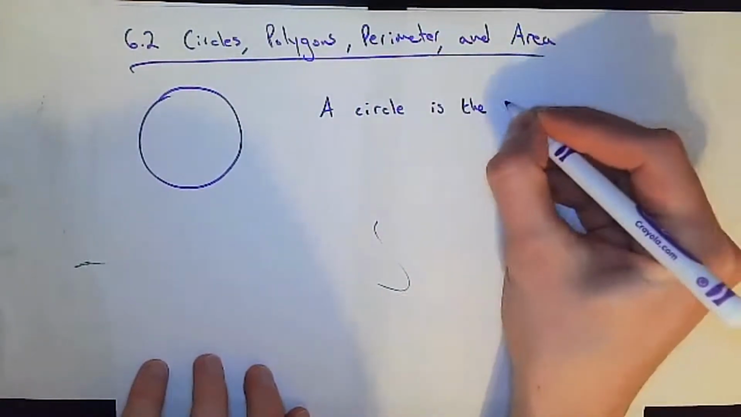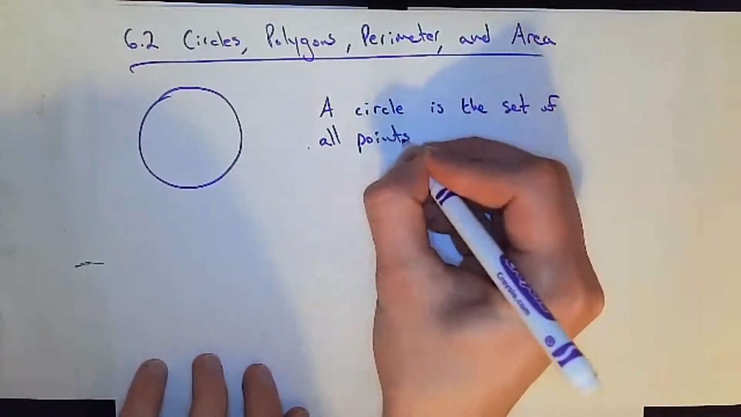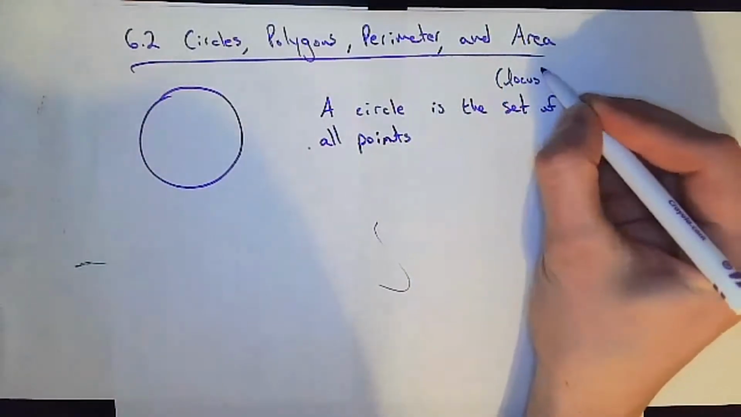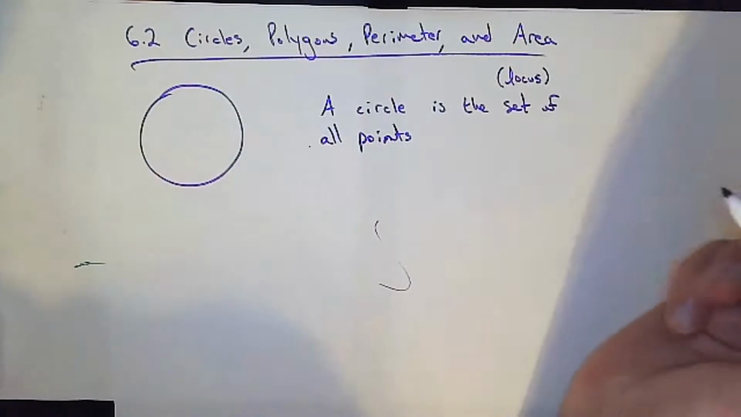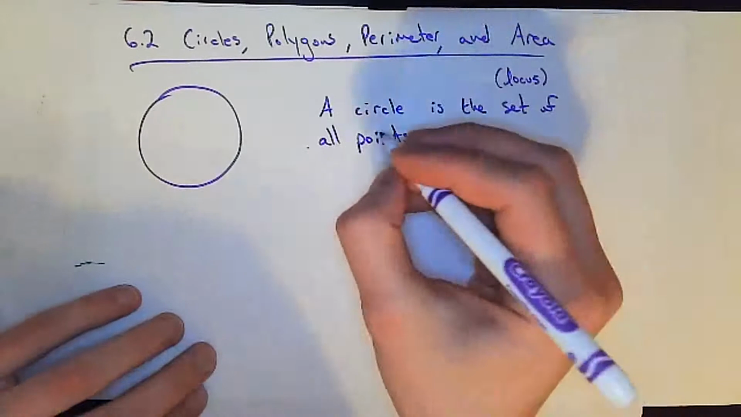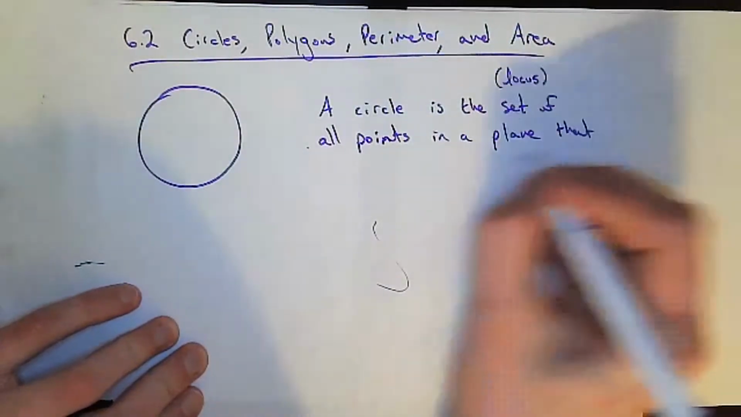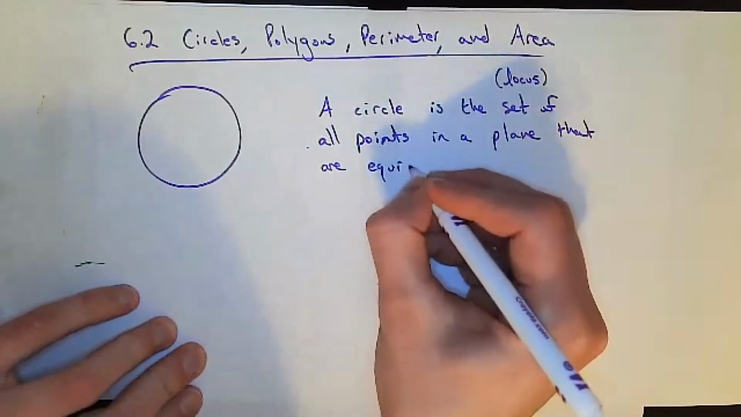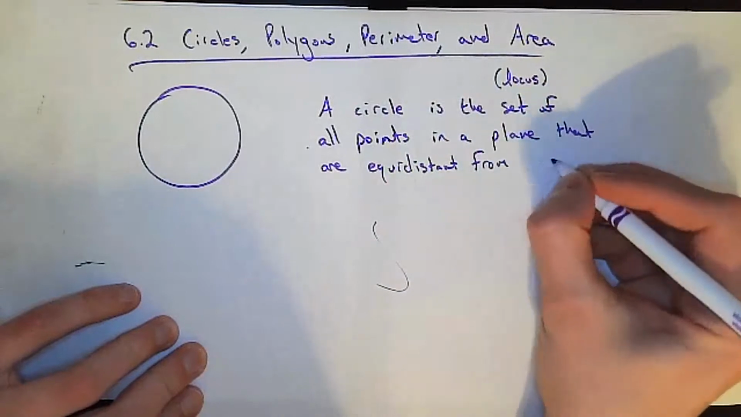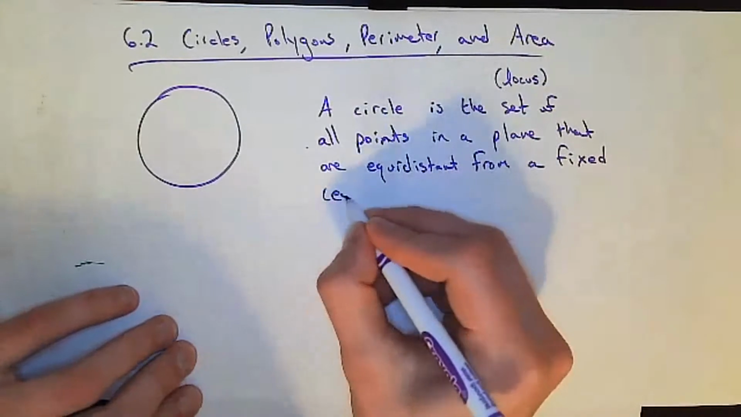is technically the set of all points. If you look this up outside of this class, you might see the locus of all points, that fancy phrase. It just means the collection of points. Here it's okay for us to just say a circle is the set of all points in a plane that are equidistant from a fixed point in the center. We'll call it the center point, a fixed center point.